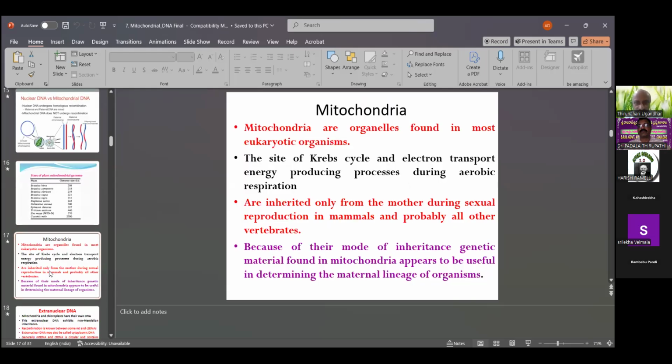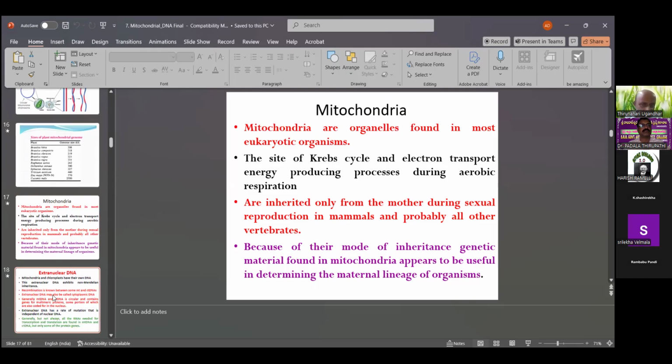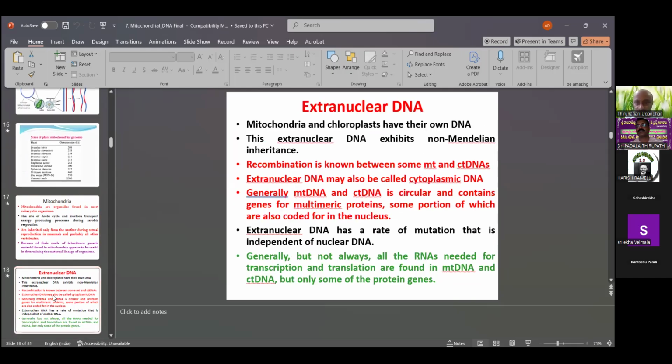Then here is the complete mitochondria, with its various types. Mitochondria are organelles found in most eukaryotic organisms. They are the site of the Krebs cycle and the electron transport energy-producing process during aerobic respiration. You know that. They are inherited only from the mother during sexual reproduction. This is also one character. Here is also extranuclear DNA, which exhibits non-Mendelian inheritance.